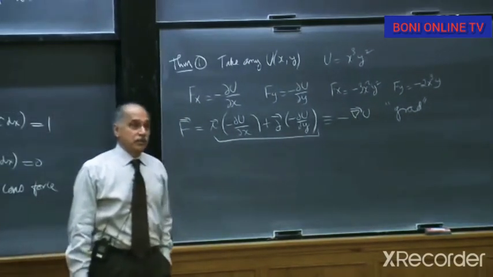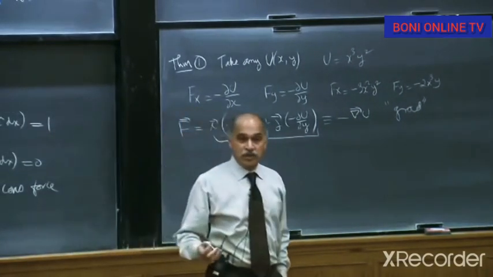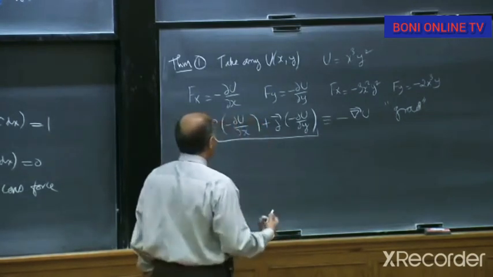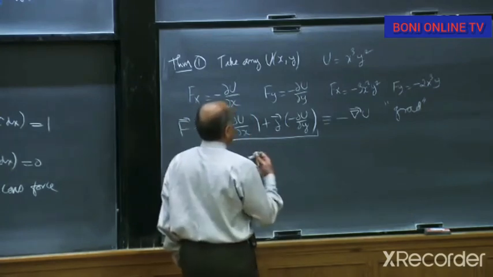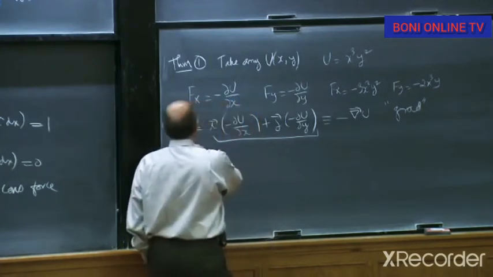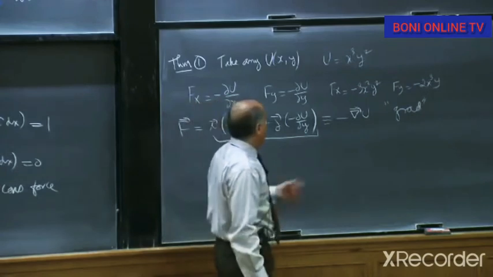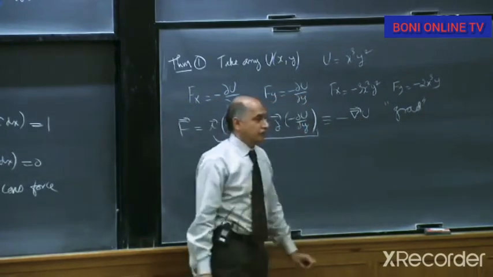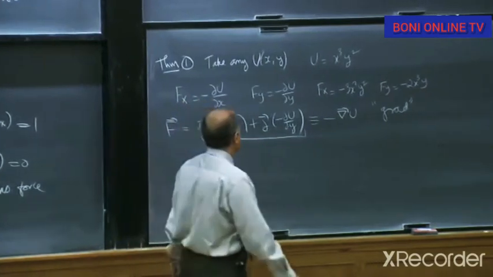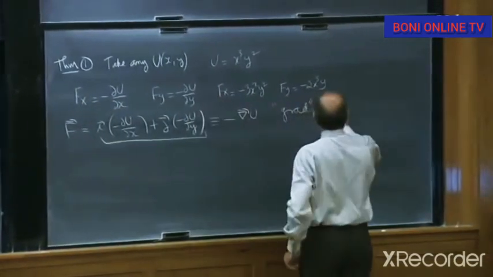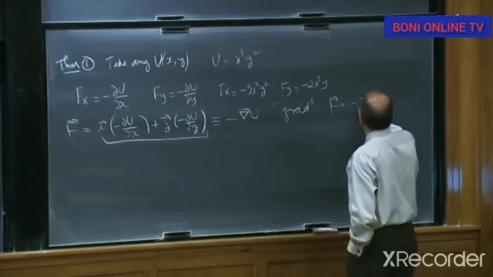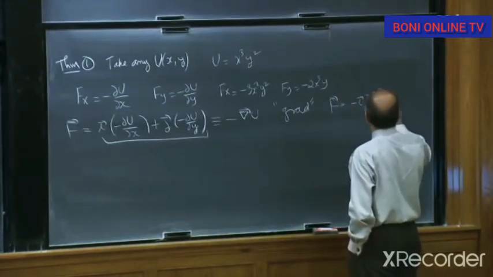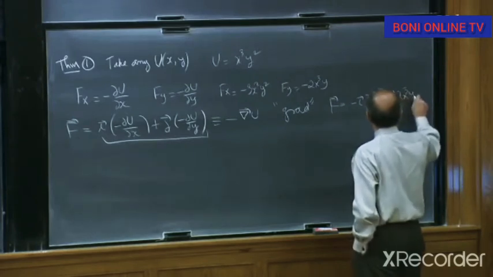Gradient is a machine. Derivative is a machine. You give it a function, sine x, it gives you an output, cosine x. You give it x squared, it gives you 2x. Gradient is a different kind of machine. You feed into it a function u of x and y, and it gives you a vector in the xy plane obtained by taking the two derivatives, one along x and one along y, and assembling them into a single vector. So for this particular u, the force we have is equal to minus i times 3x squared y squared plus minus j times 2x cubed y.